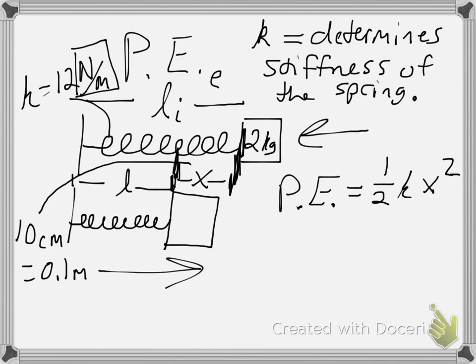Okay, so if we compress the spring 10 centimeters and our spring constant is 12 and our mass is 2 kilograms, what we can ask is, what is the actual elastic potential energy, and if we let it go, what will the velocity of the block be right as it passes through its equilibrium point? Right? What will the velocity be at this point if the block is let go?